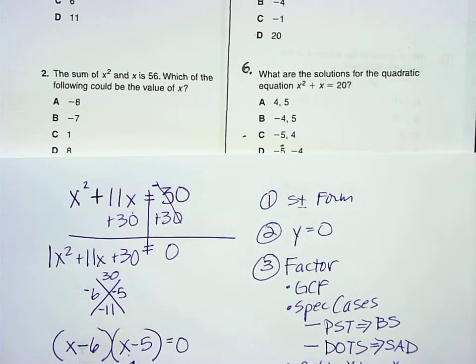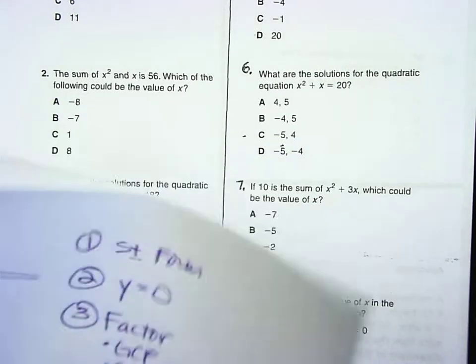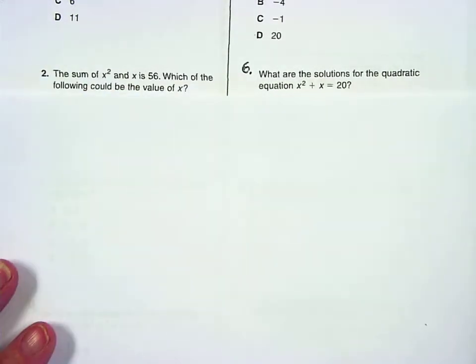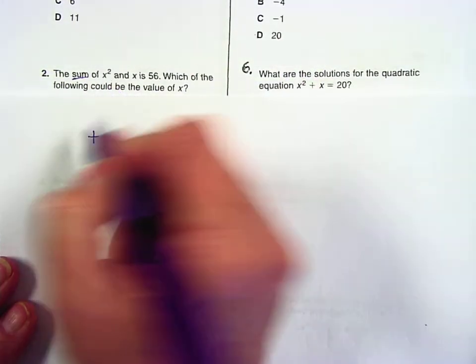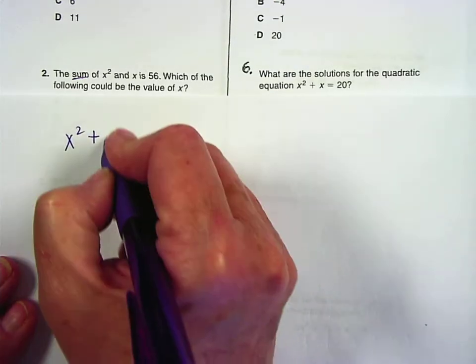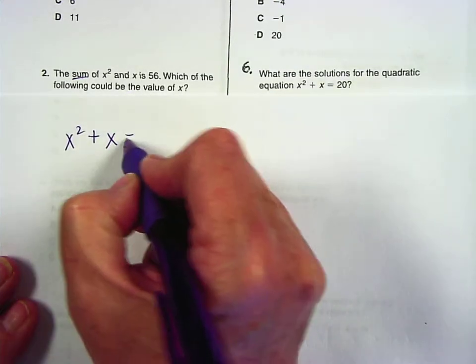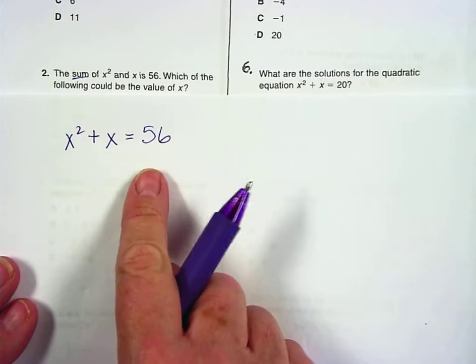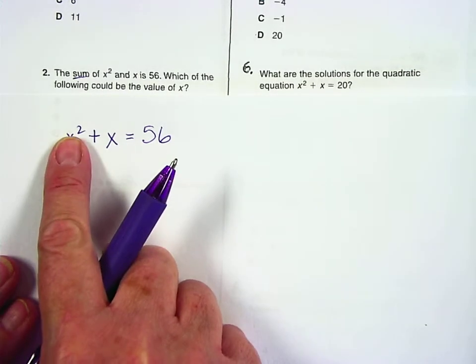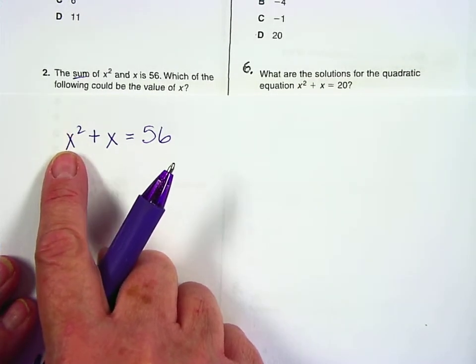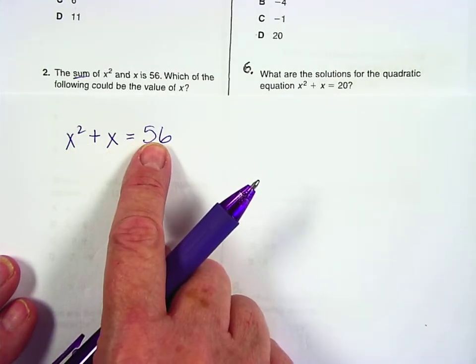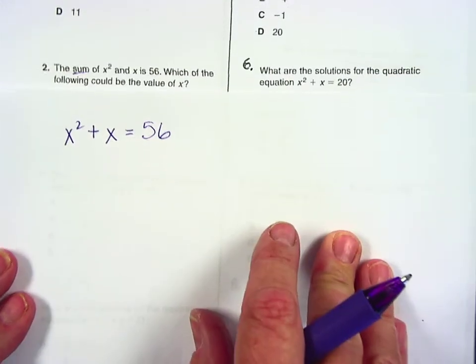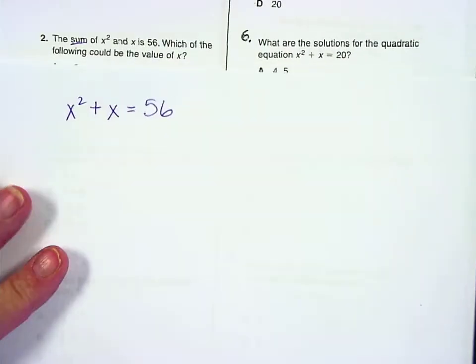The sum of x squared and x is 56. Again, sum means plus. What are we adding together? x squared and x, and the sum of those two terms is 56. It's a quadratic because the highest exponent is a 2. So I know it's a quadratic. If I graph it, it's a parabola. But if I want to solve it by factoring, I have to put it in standard form.